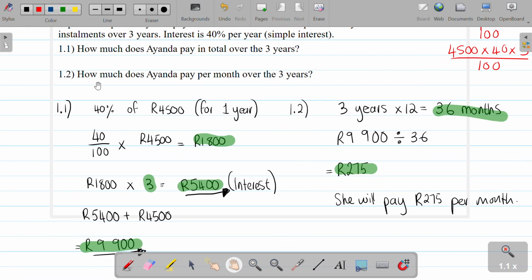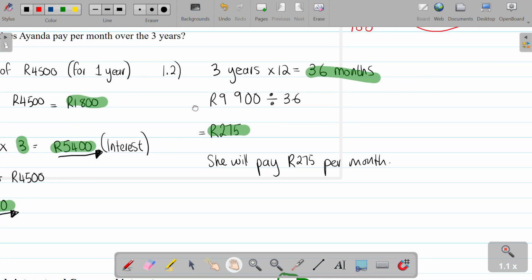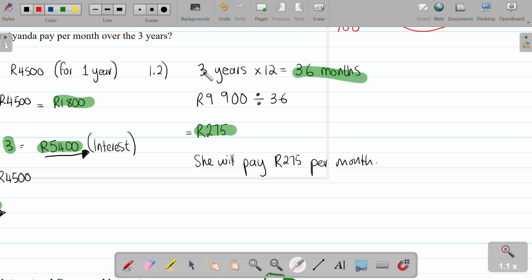Let's have a look at 1.2, which is how much does Ayanda pay per month over the 3 years. So obviously, you will first have to do this calculation. You'd probably get a mark for showing this calculation here. 3 years times 12, so I can get the amount of months.